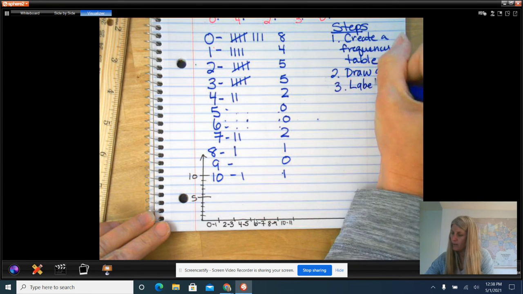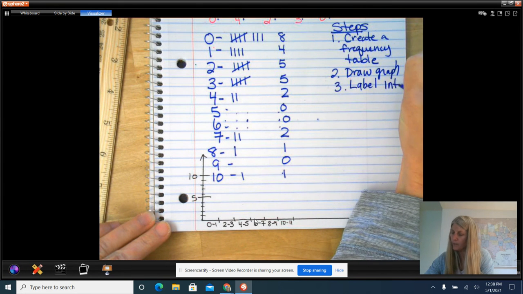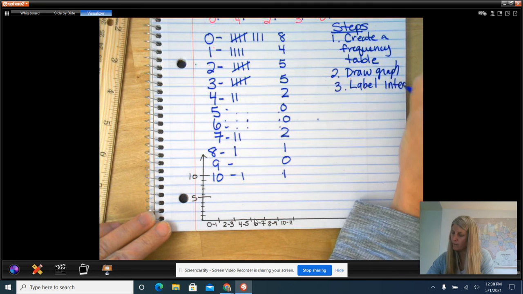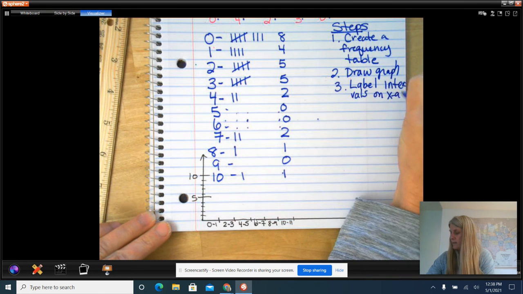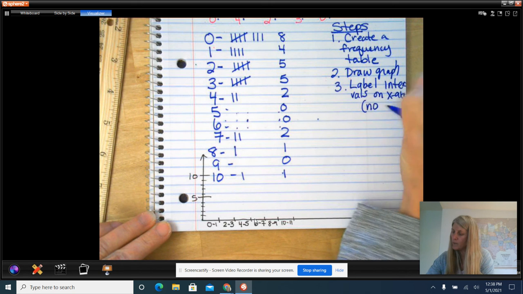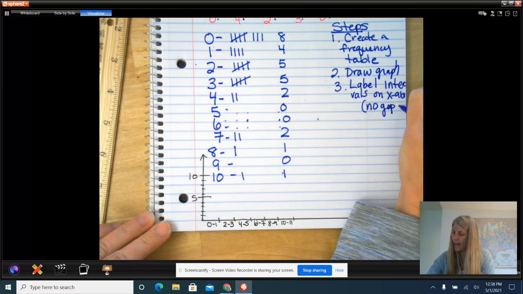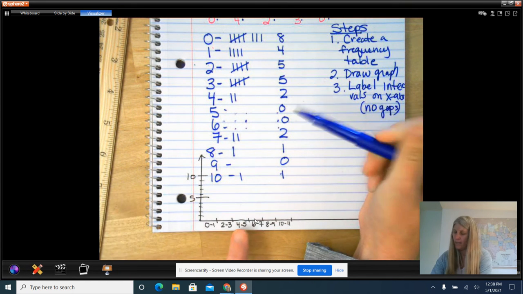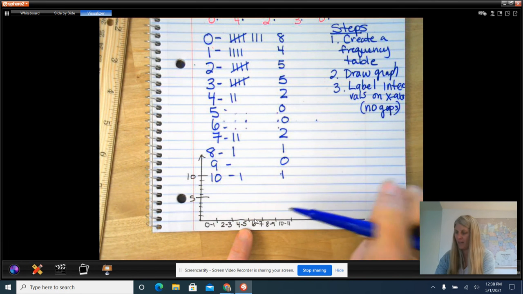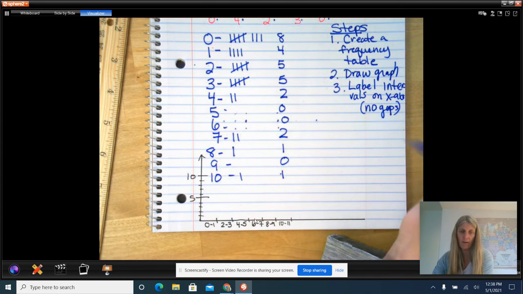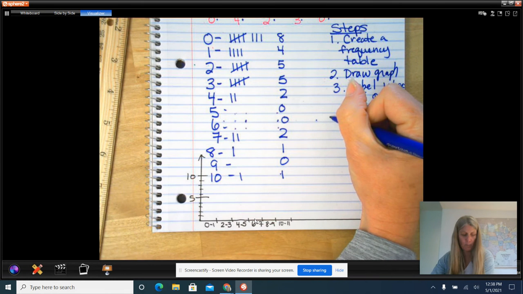Okay. And now we are going to step number 3, label your intervals. That's what we just did. Intervals on the x-axis, and that's no gaps. So even though I didn't have anything that was a 5 or a 6, there's still a part of that. So we need to make sure that we have everything accounted for. We can't just skip it because we didn't have any of that data point.